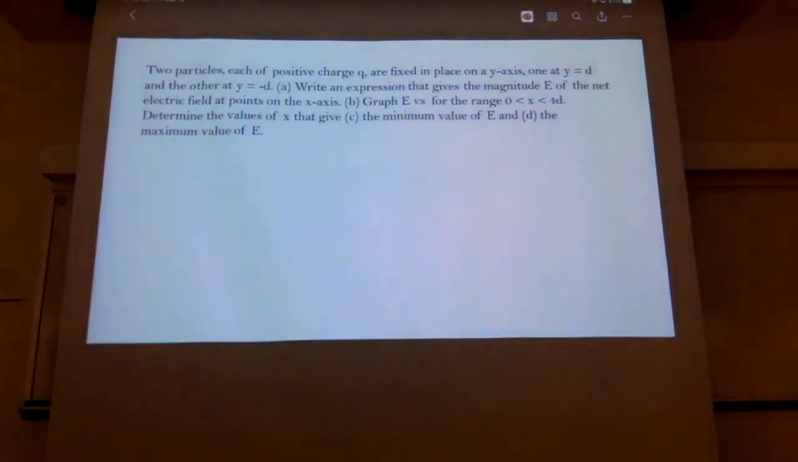So this one says we have two particles, each of positive charge q, fixed in place on the y-axis, where one is at a distance d from the origin, and the other one is at a distance of negative d from the origin. It wants us to write an expression that gives the magnitude of the net electric field at points along the x-axis, graph that, and then determine the value of x that gives the minimum value of the electric field and the maximum value of the electric field.